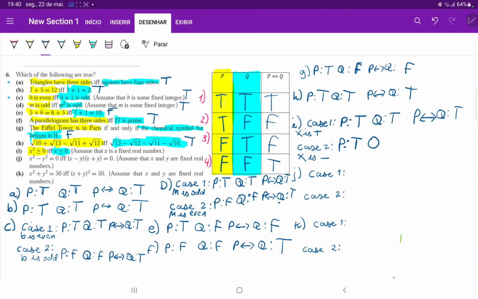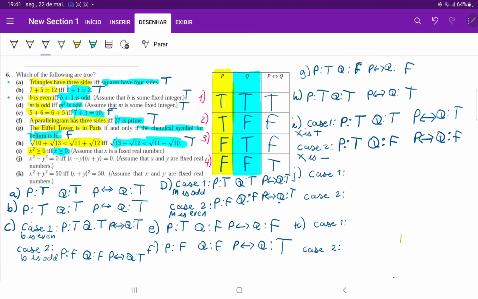However, now for Q, it is false, because X is less than 0. It's not greater than or equal to 0. So Q is false, and therefore P implies Q is false.